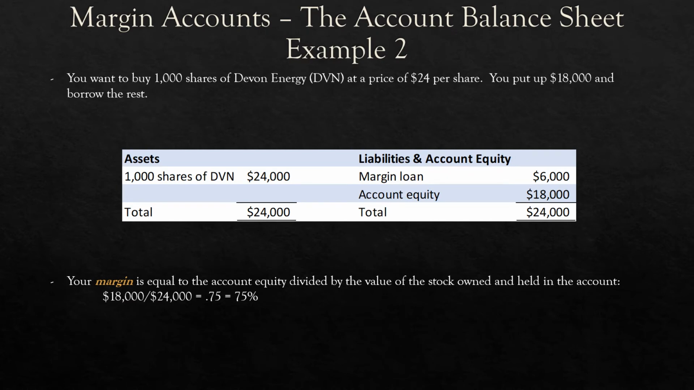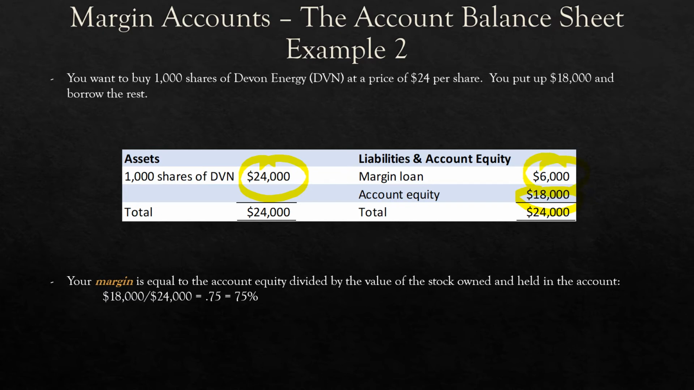Another example of margin accounts in the account balance sheet is, let's say you want to buy 1,000 shares of Devon Energy, call sign DVN, at a price of $24 per share. You put up $18,000 and borrow the rest. So here's what the balance sheet looks like. You buy 1,000 shares of DVN right there, 24,000. You actually put up 18,000 and you borrow the 6,000.